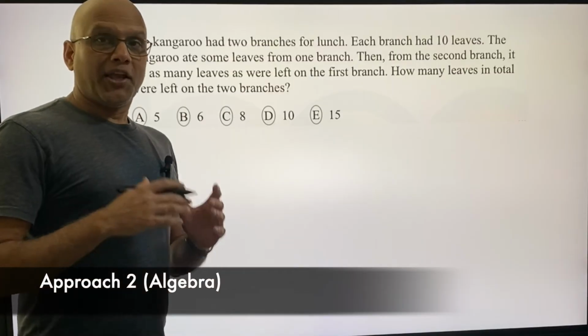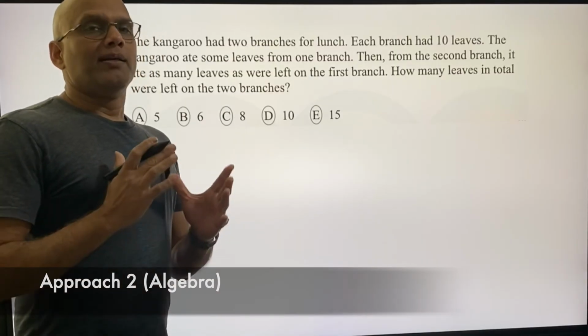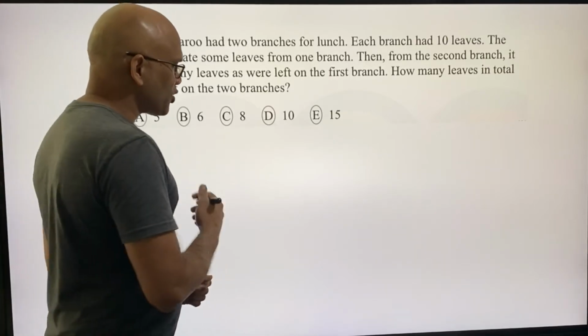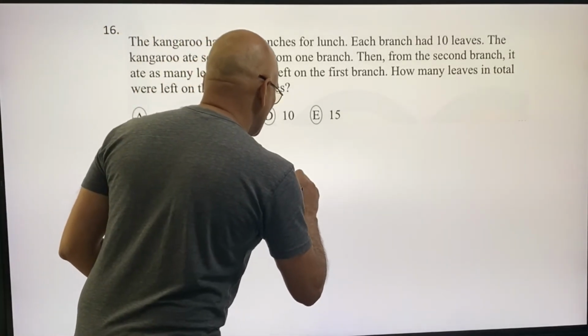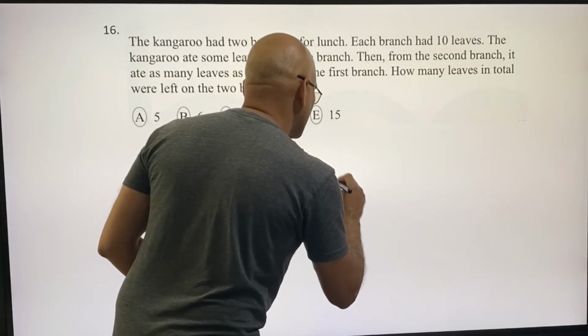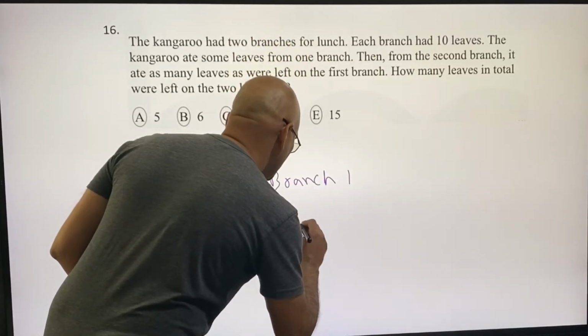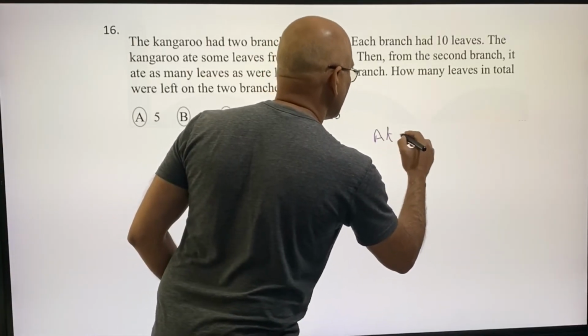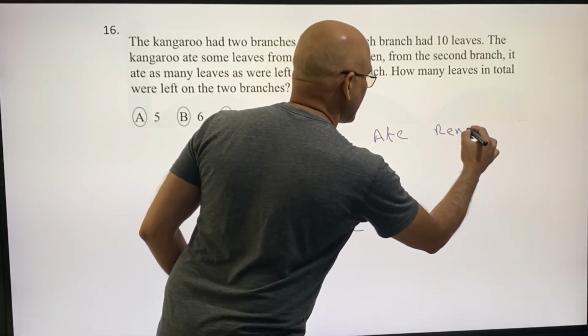All right. If you're familiar with algebra, you can also do it in a slightly more general way. So let me show how to do that. So let me call branch 1, branch 2, and this is how many ate, and this is how many remaining.